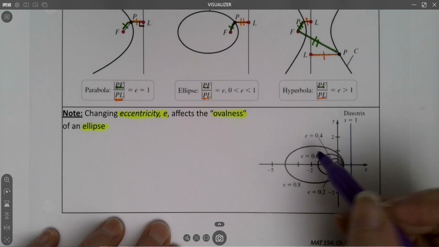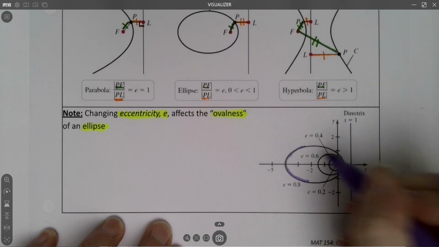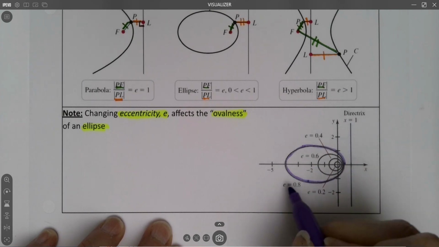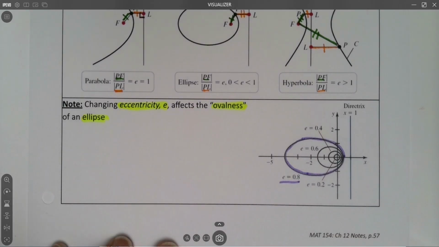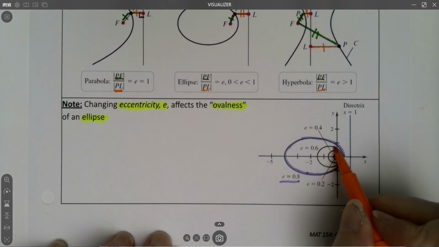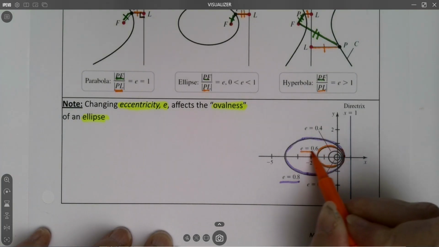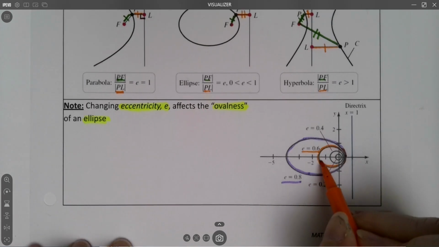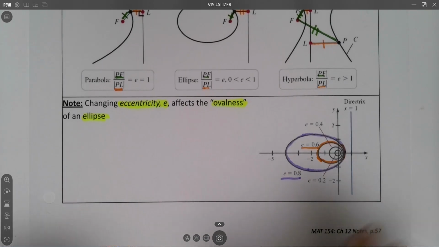Just to make it clear, we could highlight a couple of these just so you can see the difference. So this one, this kind of purple that I'm putting in here, this big one, that would be an eccentricity of 0.8. Whereas this one right here would be an eccentricity of 0.6. Right? They have the same focus and they have the same directrix, but the eccentricity really affects the ovalness of the ellipse.